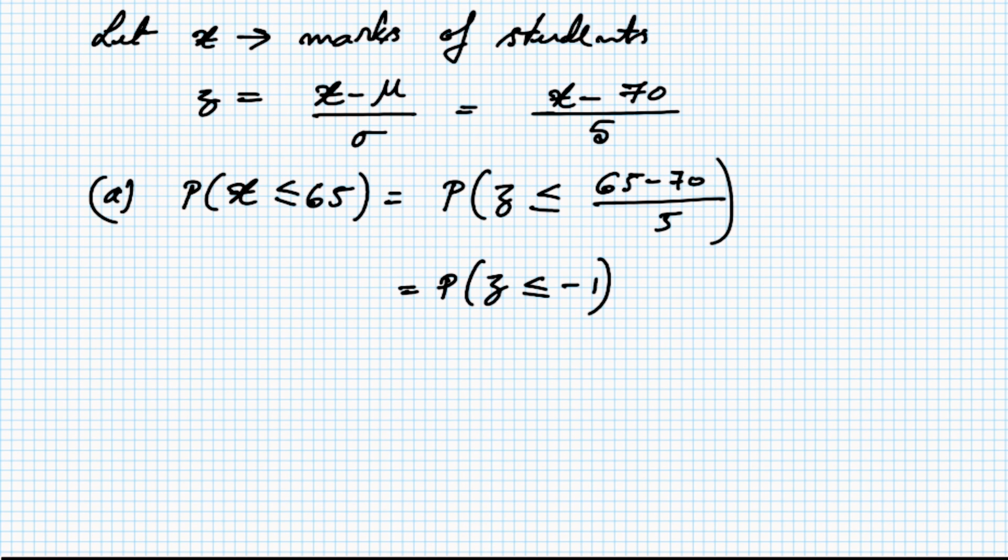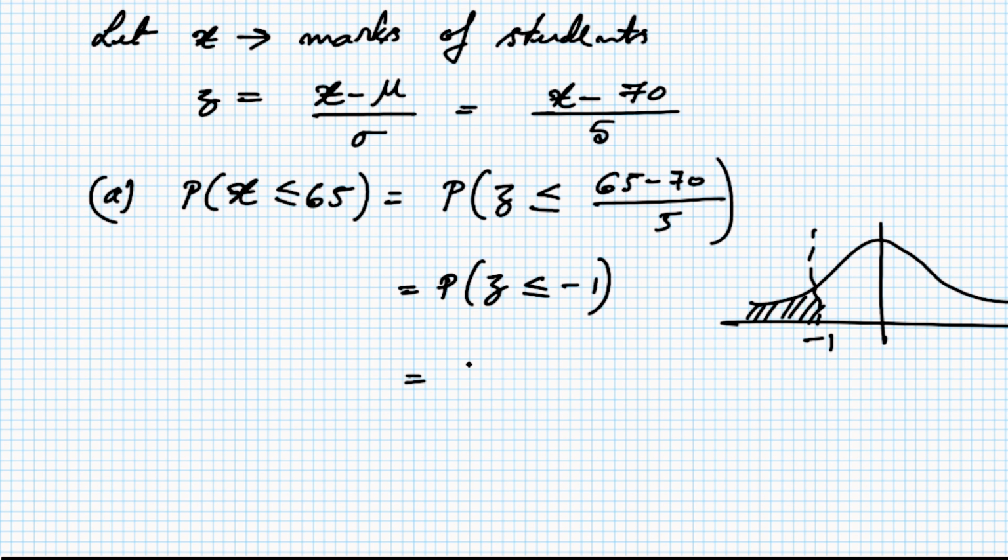Minus 1, let's quickly draw this. So there is the graph. Minus 1 is somewhere here. I am asking for the value lesser than minus 1. Lesser than minus 1 means what? You will take the complete negative side and subtract the phi of 1 from that. So that is 0.5 minus phi of 1.